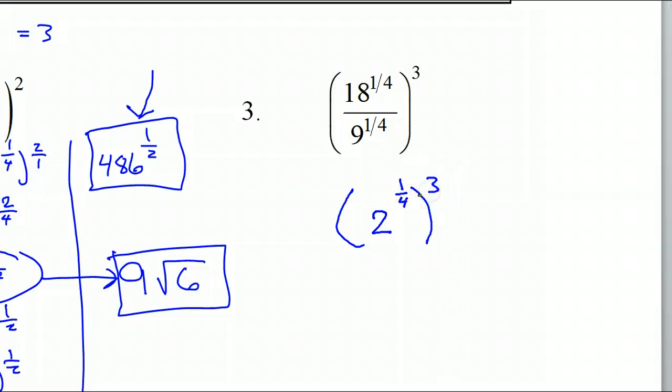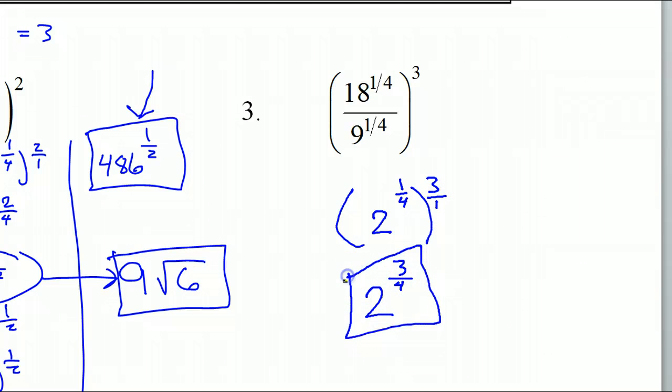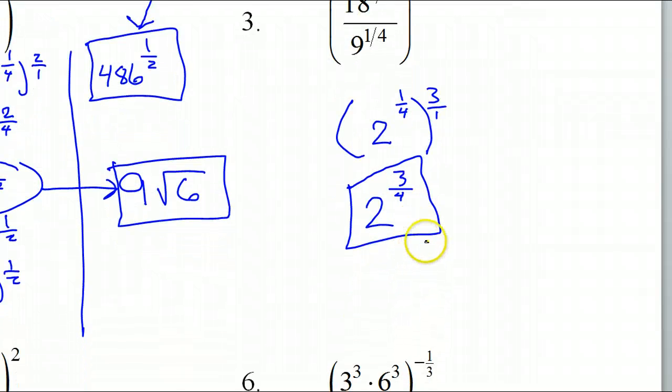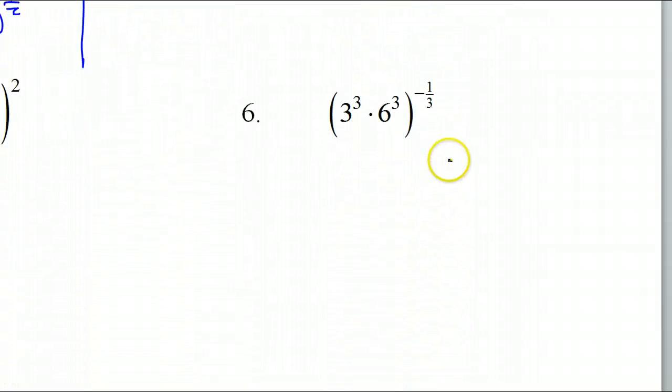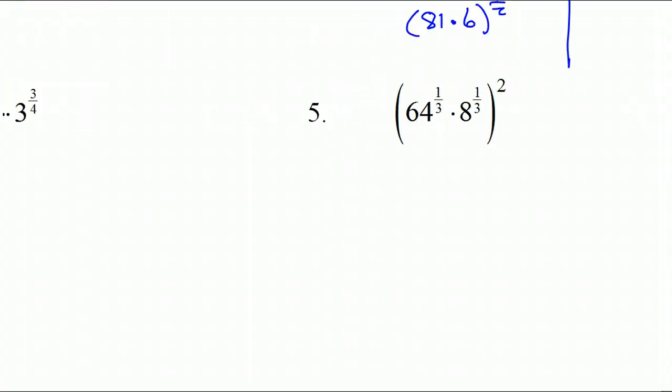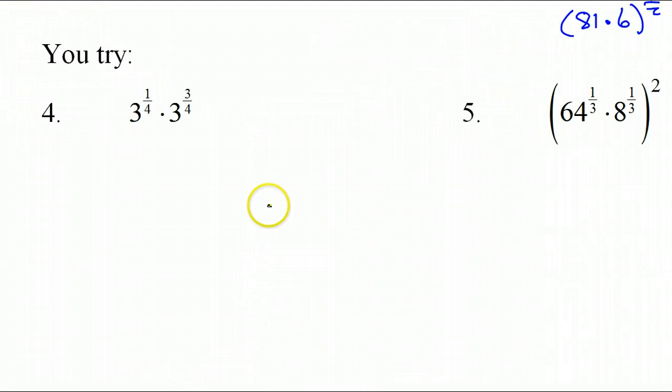And then I still have this third power. Now, a power to a power, you multiply. So this would be 2 to the 3/4 power. Think of this as 3 over 1. So I have 1 times 3, 4 times 1, that's 3 over 4. So that is definitely the answer for number 3. See? Clean, neat, that's what a problem should look like. Much better than bad old number 2.